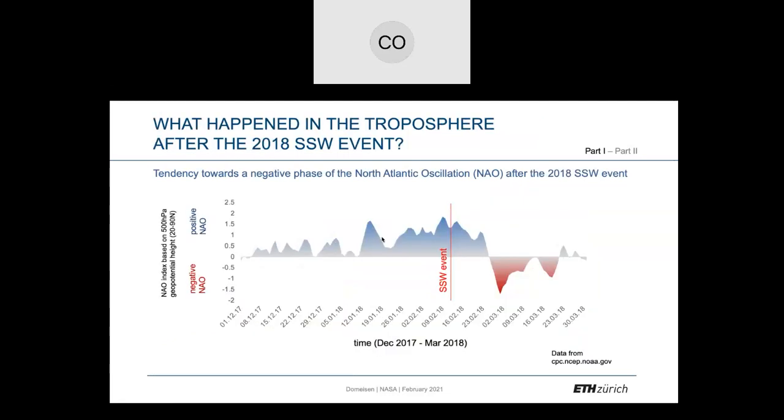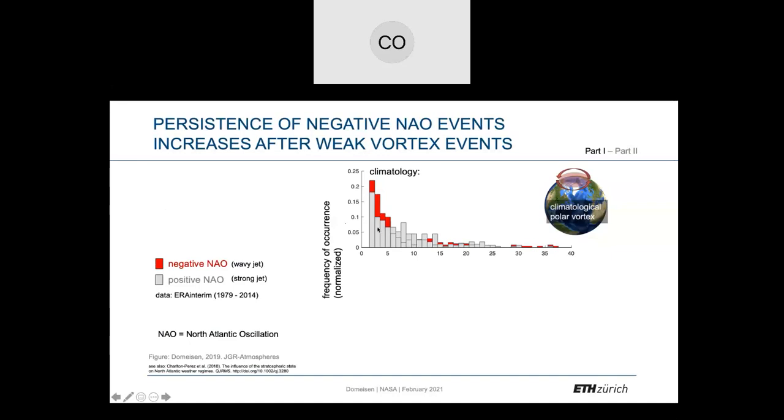And if you look at what happened after the 2018 sudden warming event, you can really see that the NAO had been positive the whole winter, really since early December. And then about 10 days after the event, it dipped very strongly negative, and then stayed there for about a month. So this is exactly what we would expect. These negative North Atlantic Oscillation events happen more frequently after sudden stratospheric warming events. They're also more persistent, as you can see here.